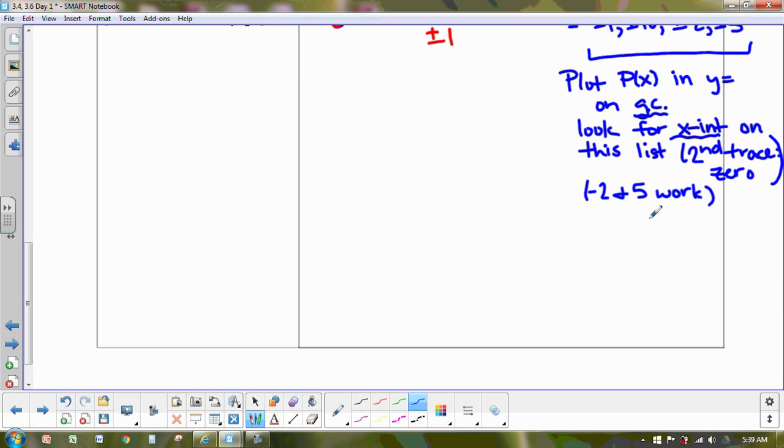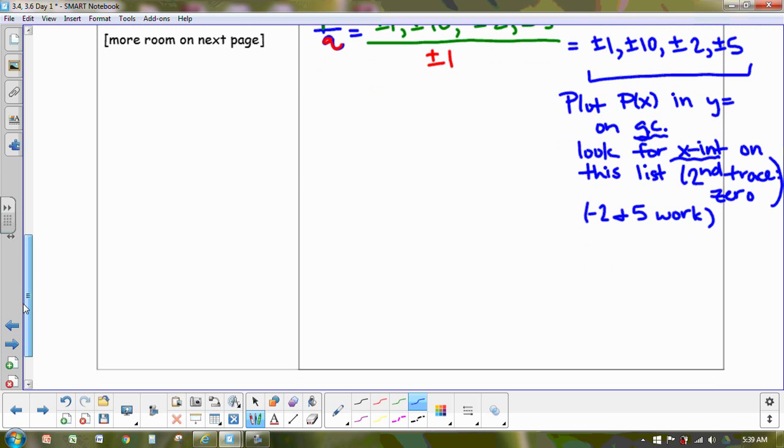Doesn't make a difference which one you start with. You guys have more room on the next page as well when you run out. If I just started with -2, so I'm going to do synthetic division with the one that I see that works with the P of x that I have. So I make sure that P of x is in order, which it is, and I make sure that there are no missing terms. So I write my coefficients: 1, -5, -5, 23, and 10.